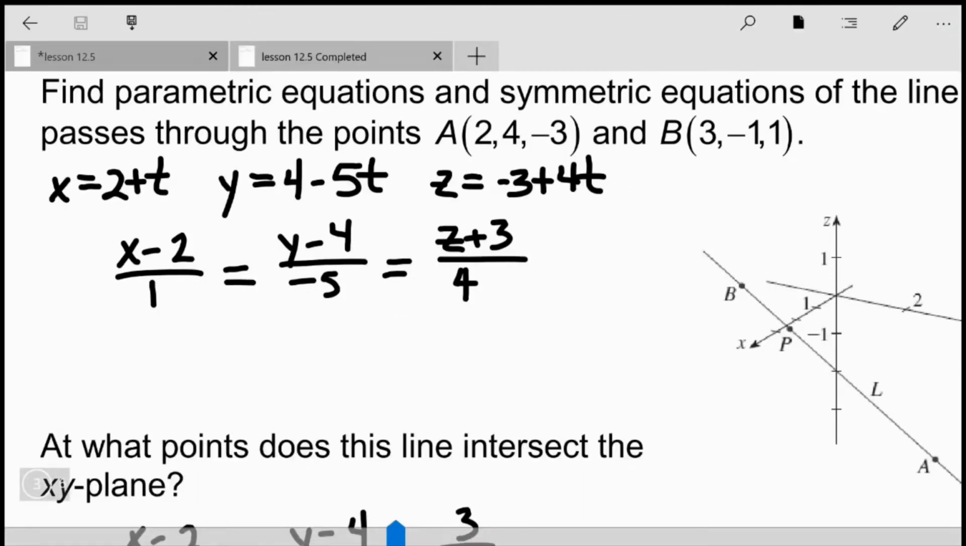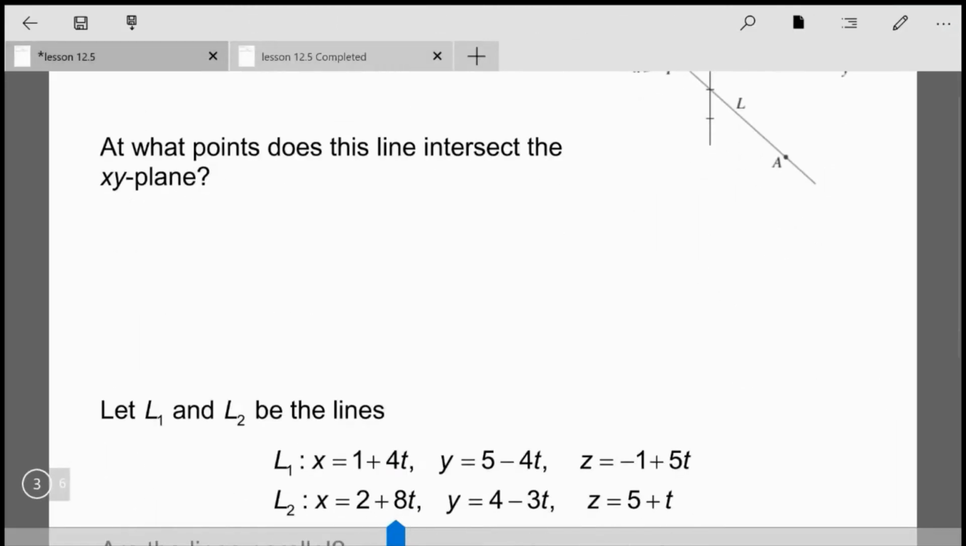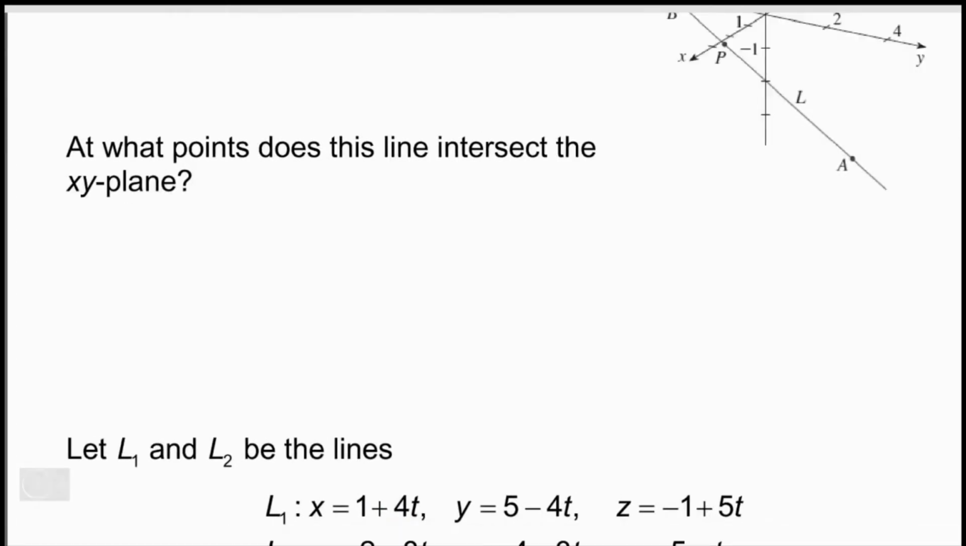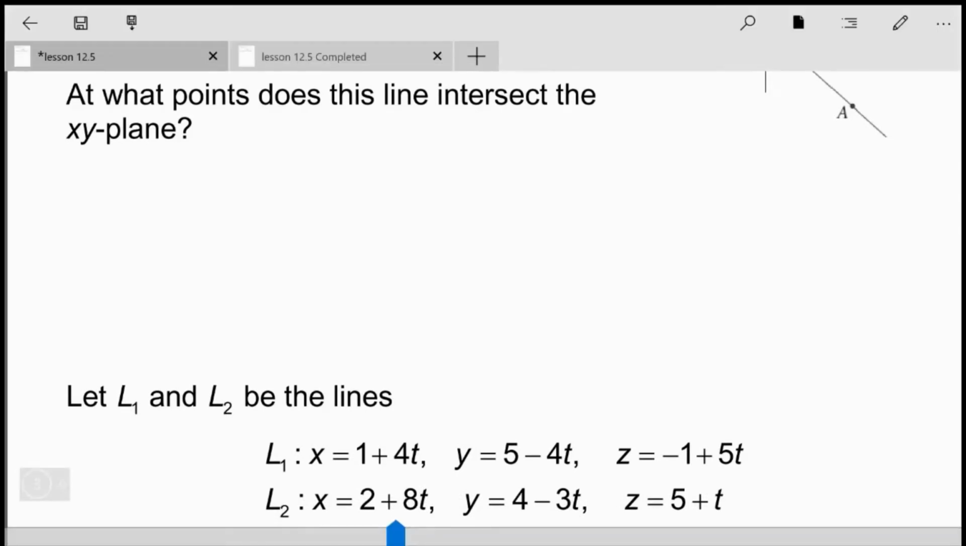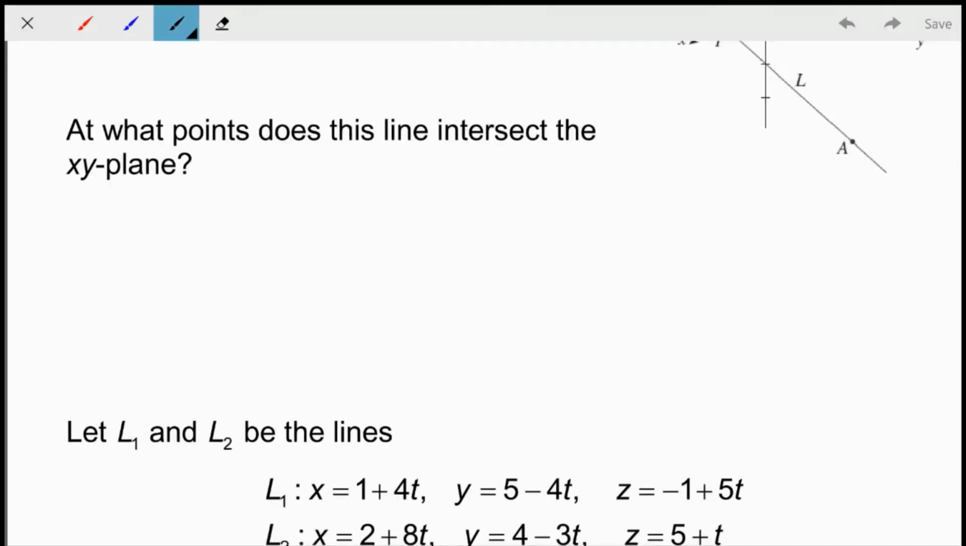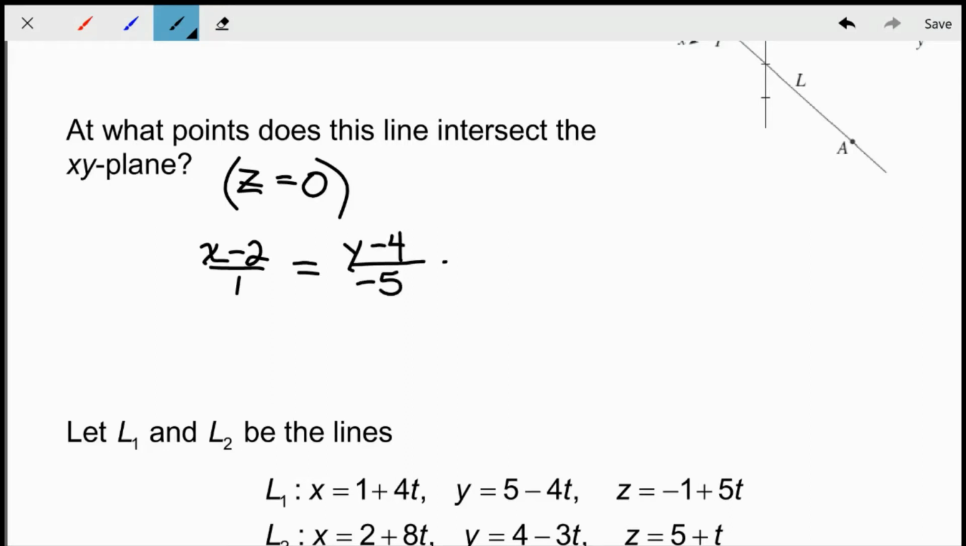All right, so let's take a look at another problem here. It says, at what points does this line intersect the XY plane? If we want to know where it intersects the XY plane, essentially what we're looking at here is z being equal to 0. So that's what I need to be thinking about. z has to equal 0 in this case. With that being the case, I'm going to use my symmetric equations. I had (x minus 2) over 1 is equal to (y minus 4) over negative 5, and if I plug 0 in for z, it gives me 3/4.